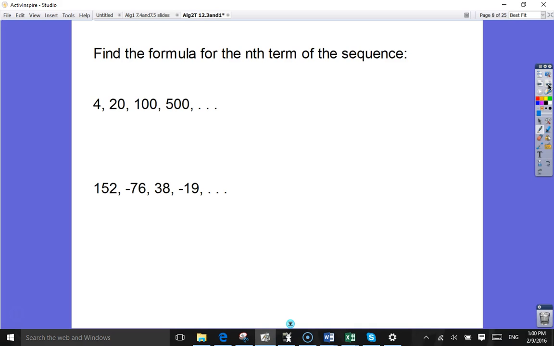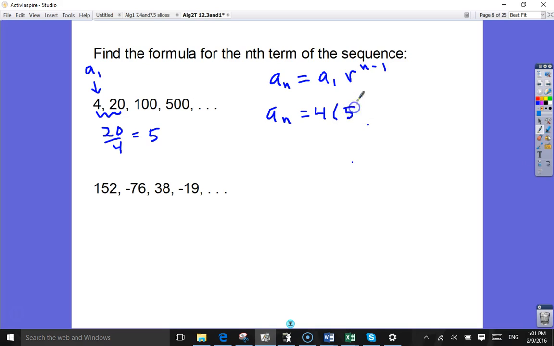Okay, so write the formula for the nth term for these geometric sequences. Let's see. My formula requires me to plug in two things, a1 and r. So looking at these here, I can see the a1 is there, first term. What is the r? 20 over 4, which is 5. So here we go. an equals 4 times 5 to the n minus 1.